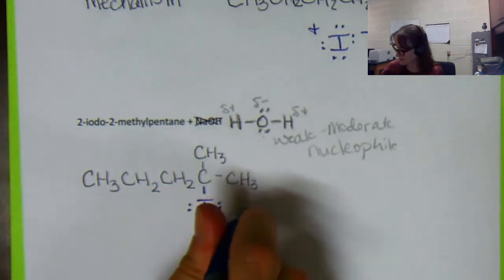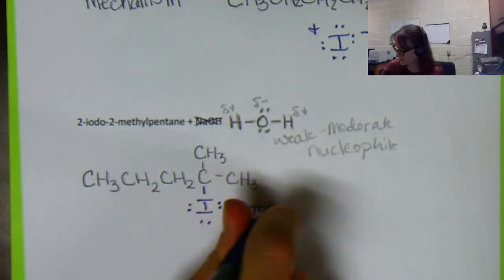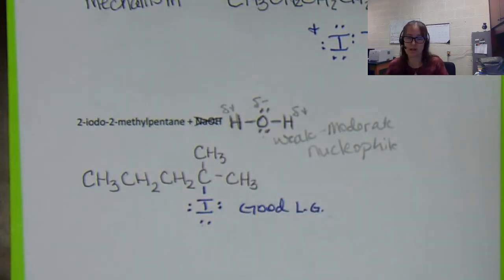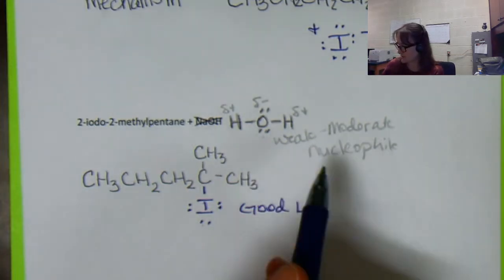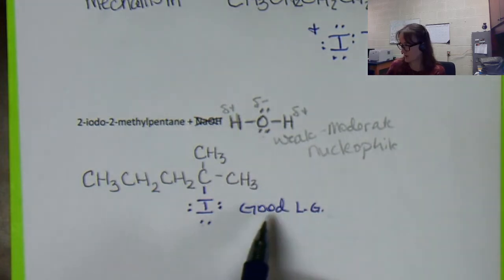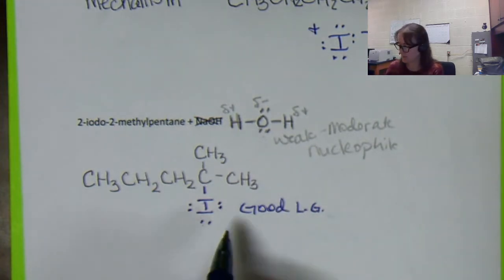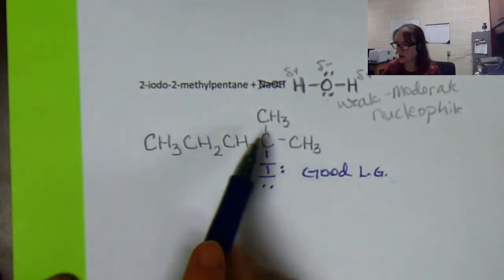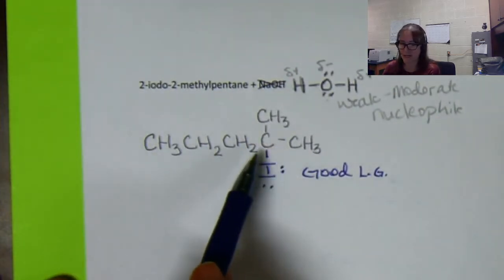You have a good leaving group, and you need a good leaving group because you need that bond to break. Okay. When you have this moderate to weak nucleophile and a good leaving group, the last piece of the puzzle to think about is what kind of carbon is the leaving group attached to.